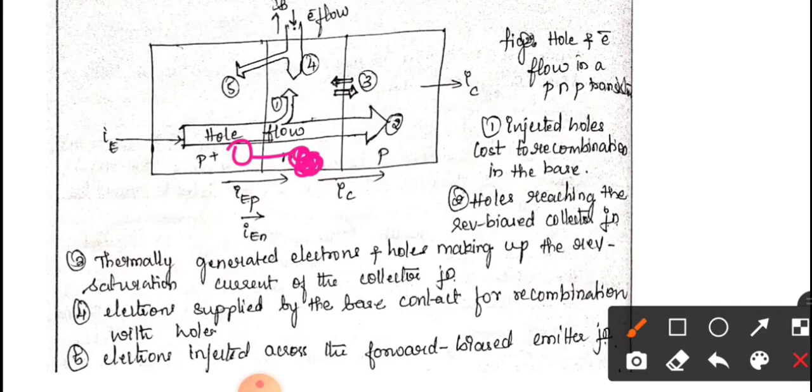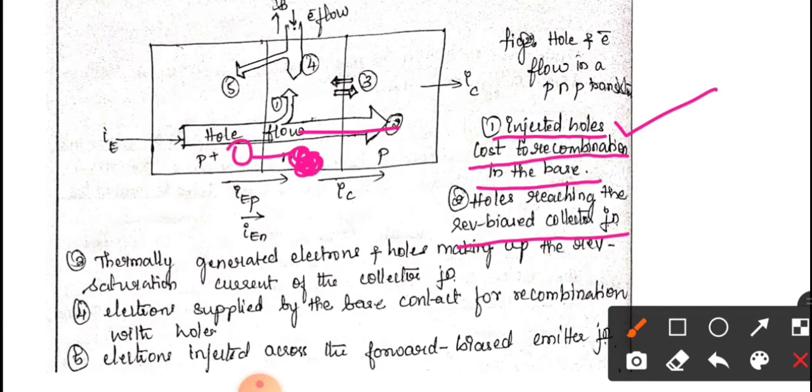So what is 1? Injected holes lost to recombination in the base. Some of the holes injected from the P plus emitter will recombine with the electrons in the base region. That is the first component. And what is the second component? Holes reaching the reverse biased collector junction. The holes from the emitter reach the reverse biased collector junction. That is the second component.